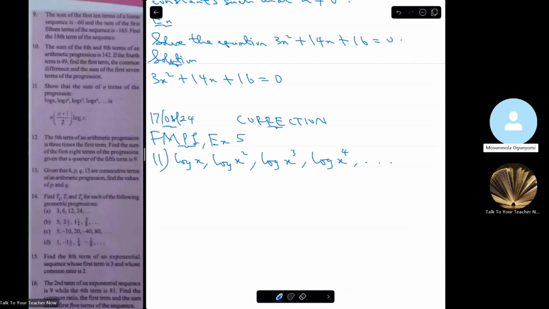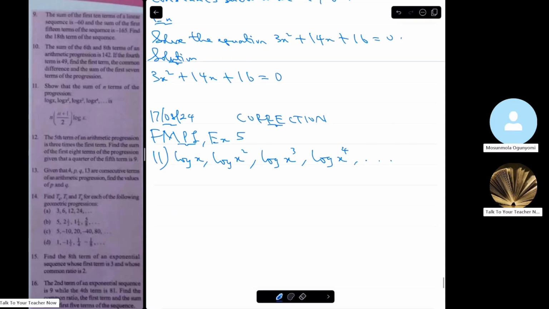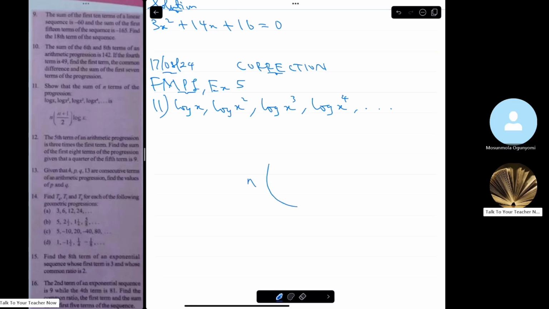Is equal to what? They say we should show that the sum is equal to n into bracket n plus 1 over 2 log x. Are you there? Yes, sir. Good. So how do we show that?